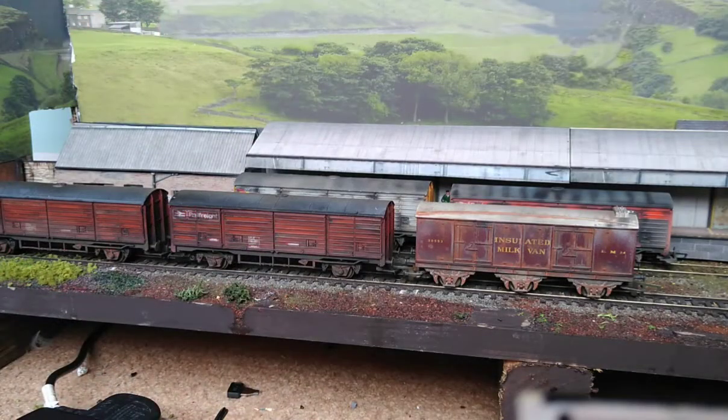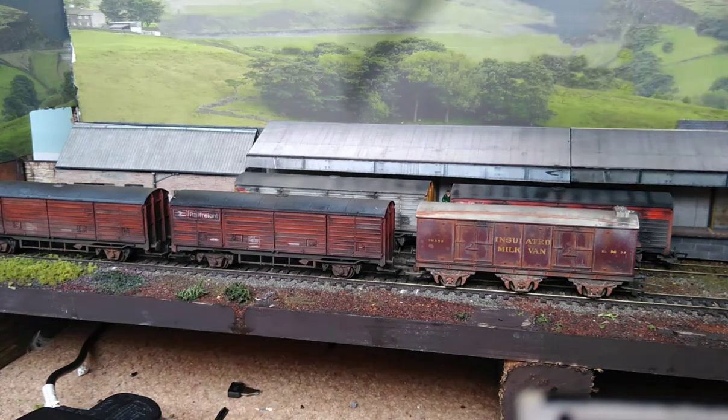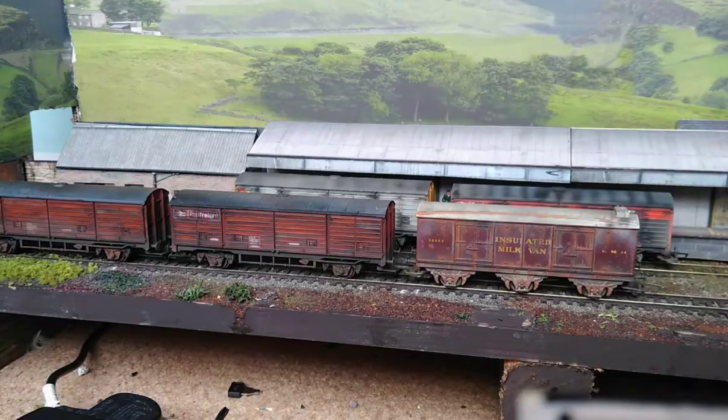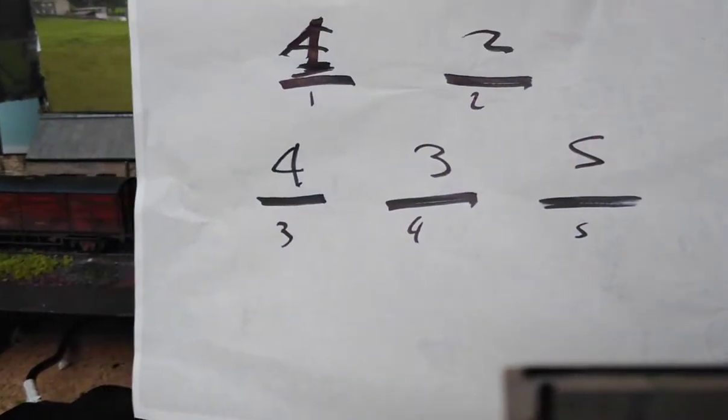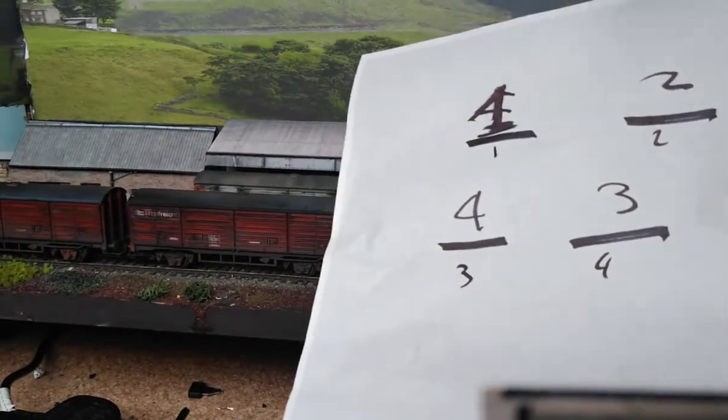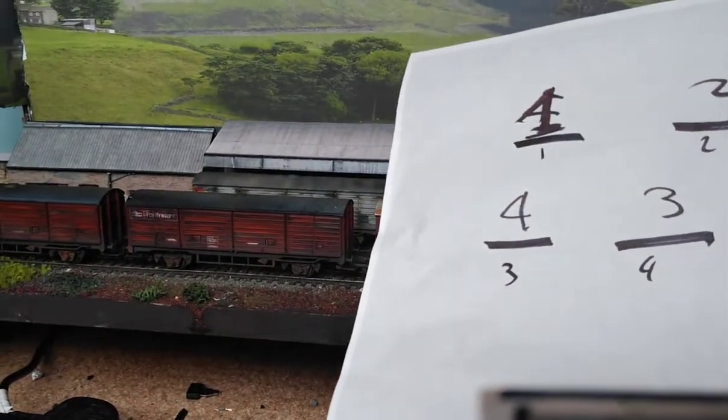Now 1 and 2 will be in the right place. We need to do 3, 4 and 5, which of course would be 3, 4 and 5. As you can see, they're in the wrong order. So again, more shunting. All we need to do is move 4 and 5 around. 3 is in the right place.